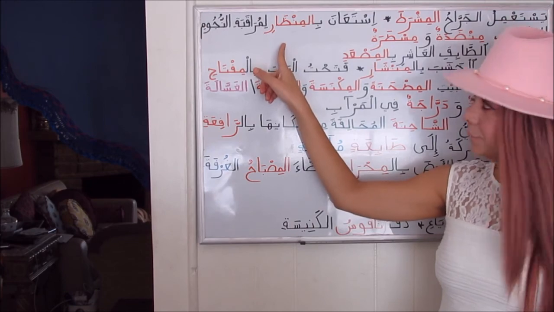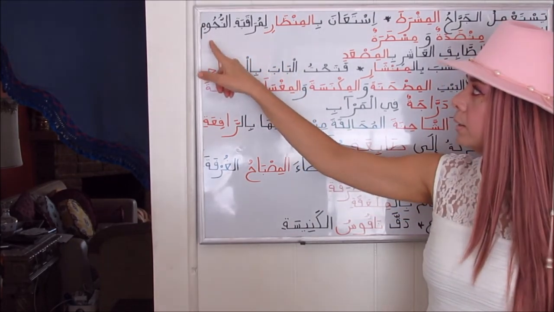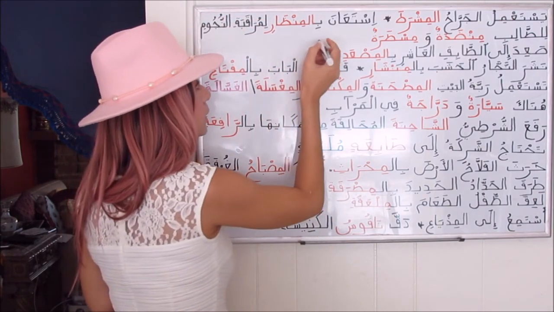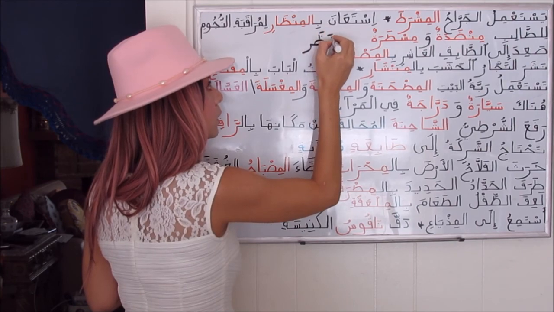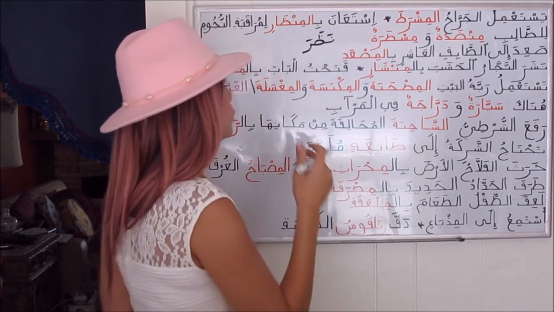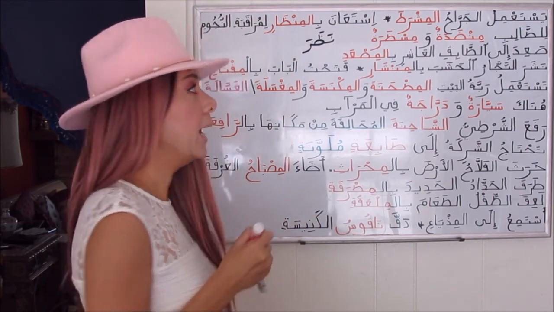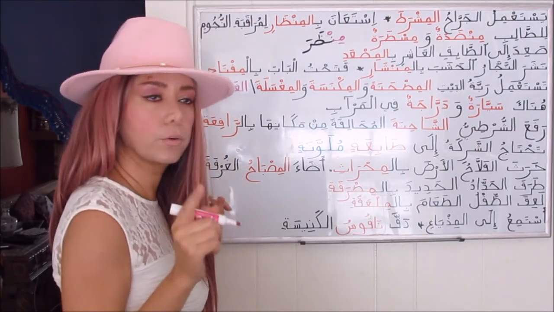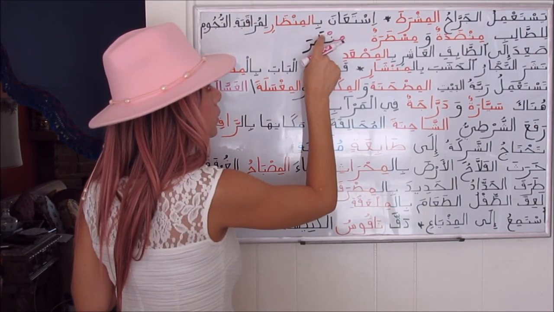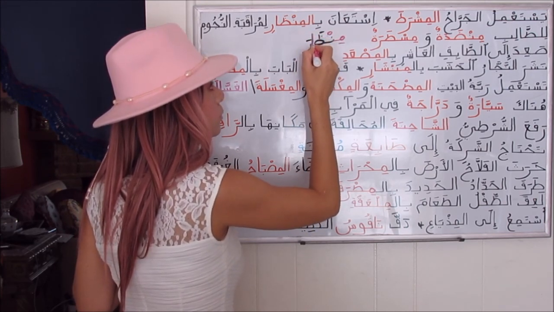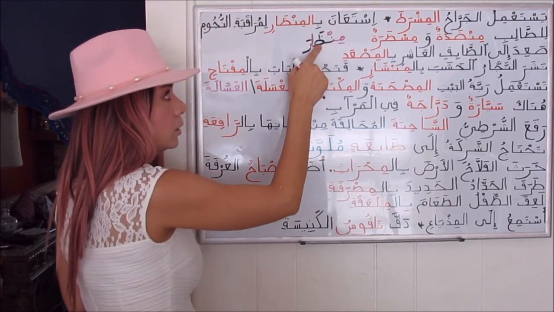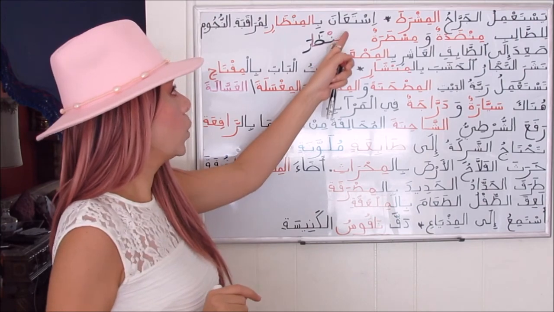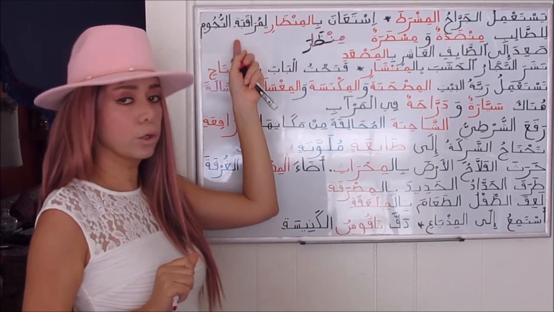استعان بالمنظار لمراقبة النجوم. منظار, مفعال. So from the verb نظر. نظر is to observe. So our pattern is مفعال. So you prefix it with mi and sukun on the first radical, and we have a fatha and the alif. We will keep the fatha because it matches the following long vowel alif. So we have minzar, telescope. So he used the telescope to observe the stars.